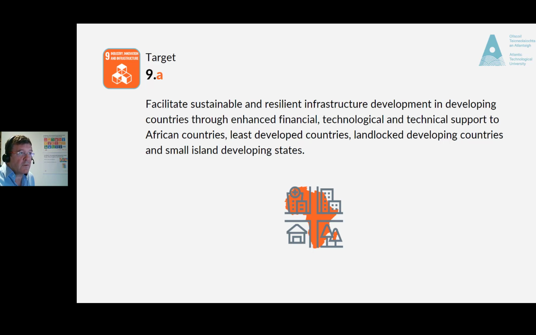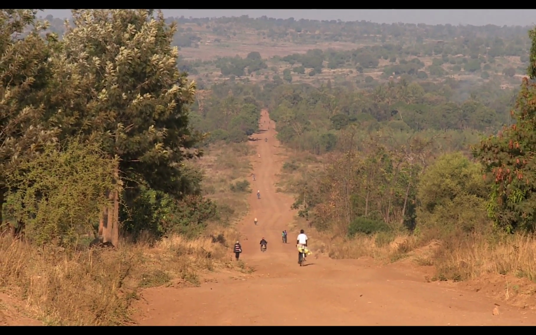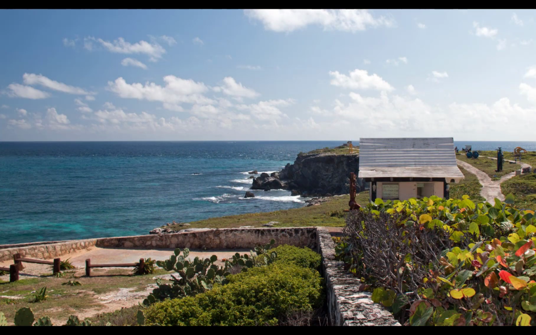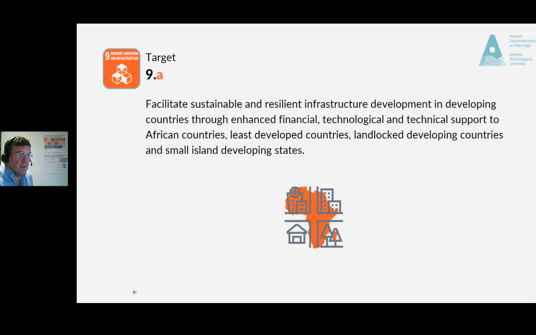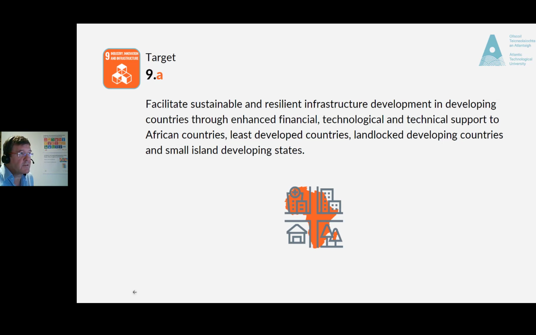Target 9A facilitates sustainable and resilient infrastructure development in developing countries through enhanced financial, technological, and technical support to African countries, least developed countries, landlocked developing countries, and small island developing states. Again, you see the sort of hierarchy there. It's important to facilitate infrastructure development in all countries, but we need to focus on the ones that need it most. As with other targets, least developed countries and landlocked countries and small islands need to be supported more. The indicator for this is the total official international support to infrastructure per country basis.